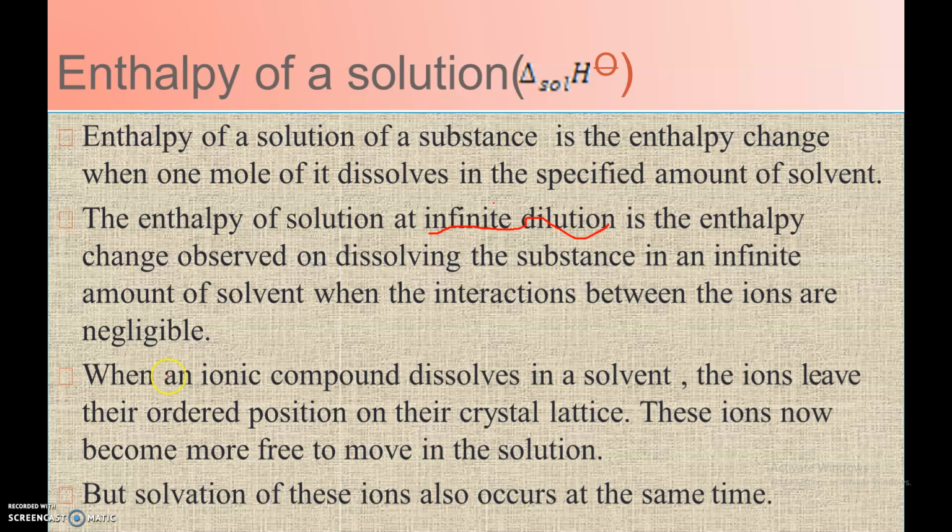When an ionic compound dissolves in a solvent, the ions leave their ordered position. If we take sodium chloride, for example, it has a definite shape and structure. It has an ordered position for the ions, the sodium ion and chloride ion, in the crystal lattice. But when it dissolves, what will happen? These ions now become more free. So from the ordered structure, it will lose that order. These ions now become more free to move in the solution.